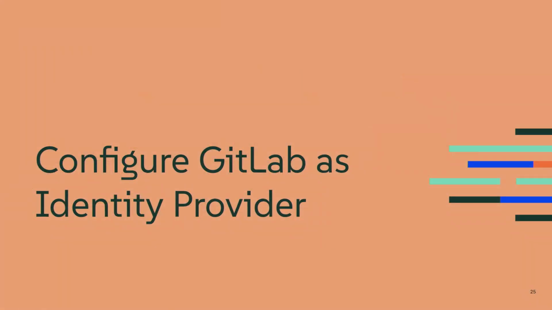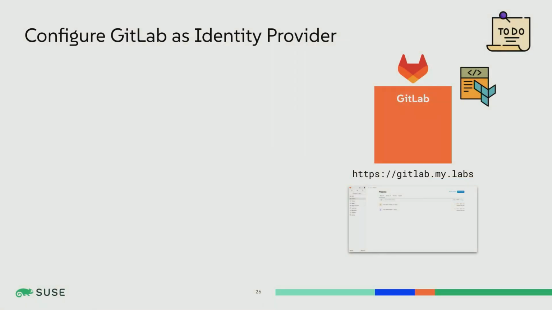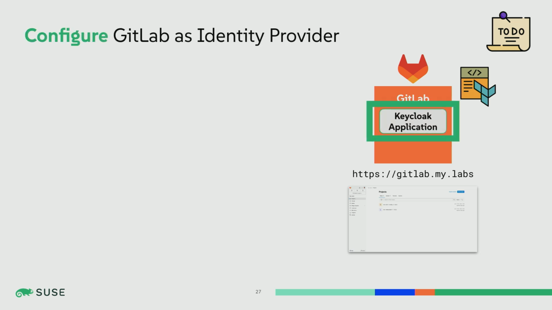So let's first configure GitLab as an identity provider. I will present you the whole flow, and then I will demo it afterwards. First, on GitLab, we need to create a Keycloak application to let Keycloak connect to it and gather all identities from GitLab.